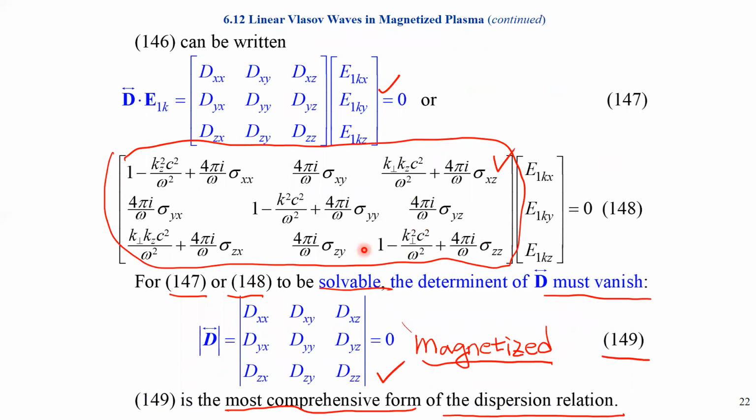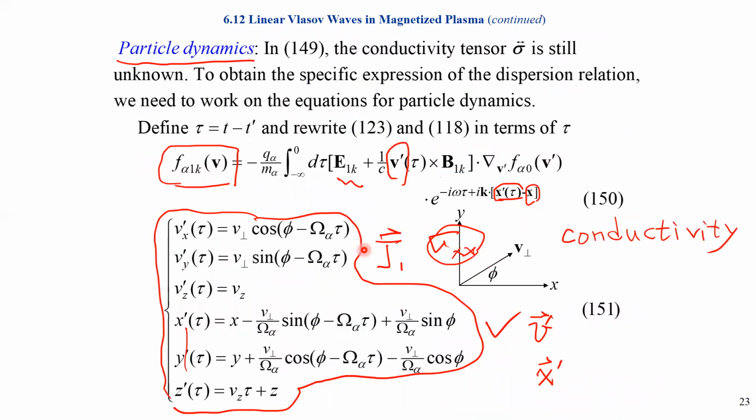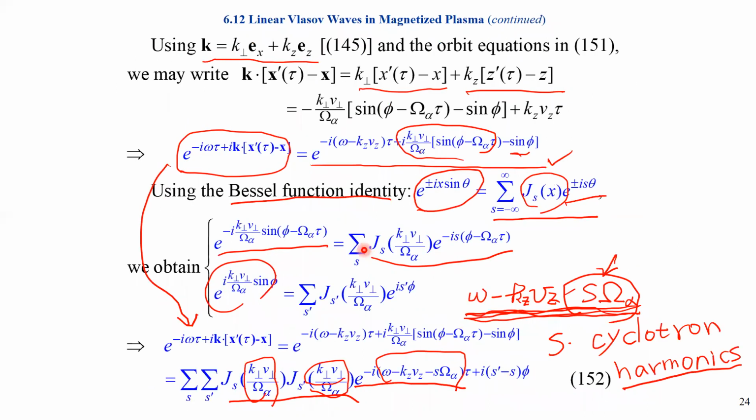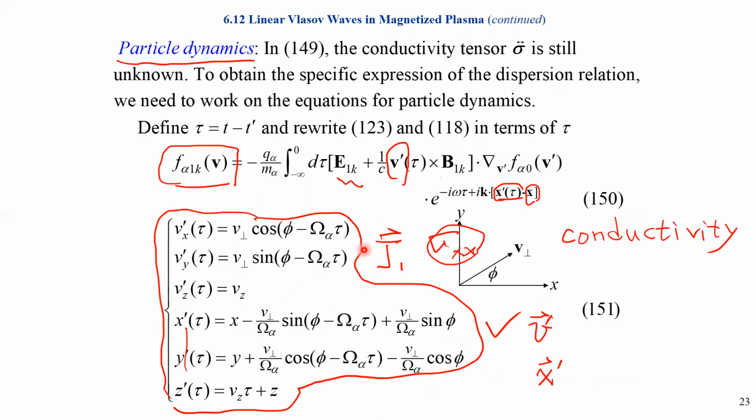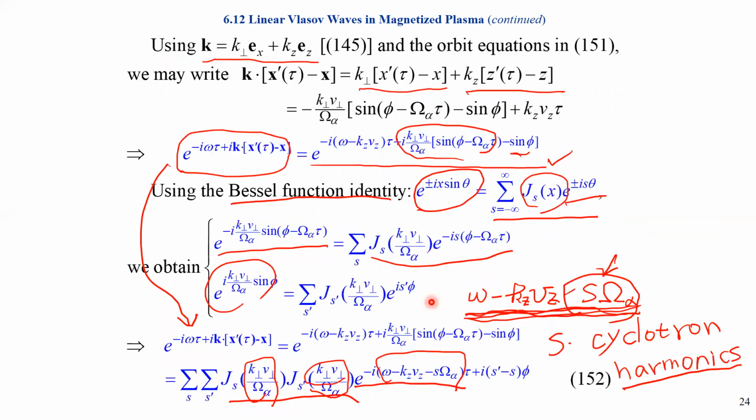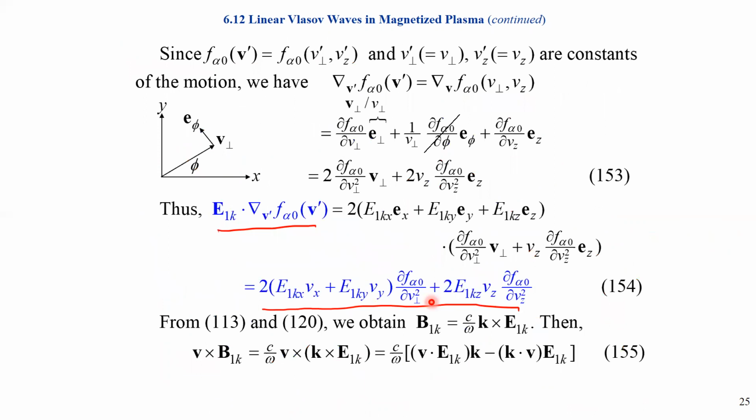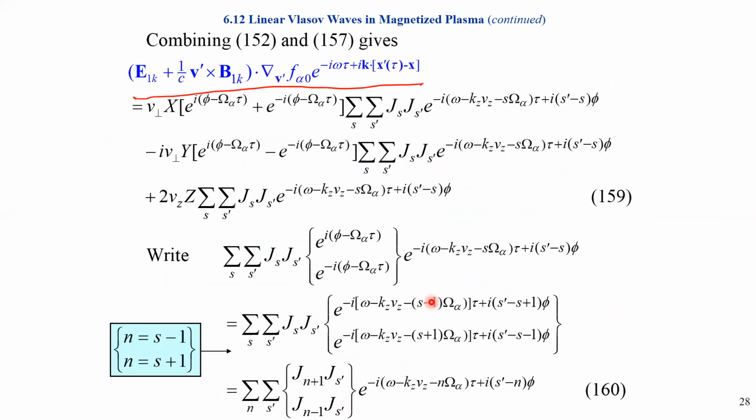But what is conductivity tensor? Here, conductivity tensor can be estimated easily from a particle dynamics. That means you need to know the particle's trajectory. Trajectory is easy, just here. That's zero order trajectory, unperturbed trajectory under magnetic field B0. Okay, so we can obtain this equation. Okay, so with this one, substitute everything. Eventually, we got all the coefficients.